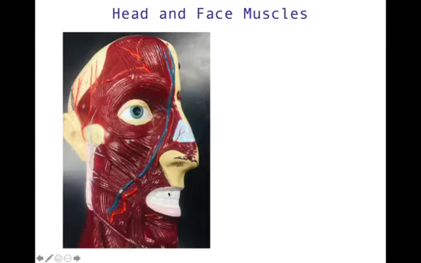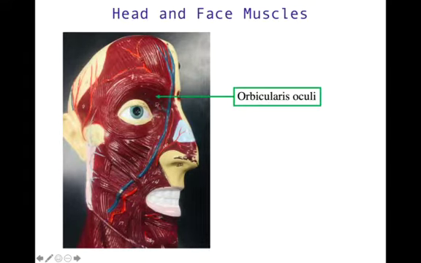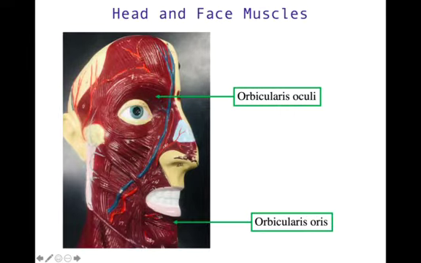Okay, so if you go to the actual model, you can see the ring-shaped muscle that goes around the eye. That's orbicularis oculi. And then you see, this is the sagittal section, so you can't see all of it. You see half here, going around the mouth of this model, you can see here, this is the orbicularis oris muscle.